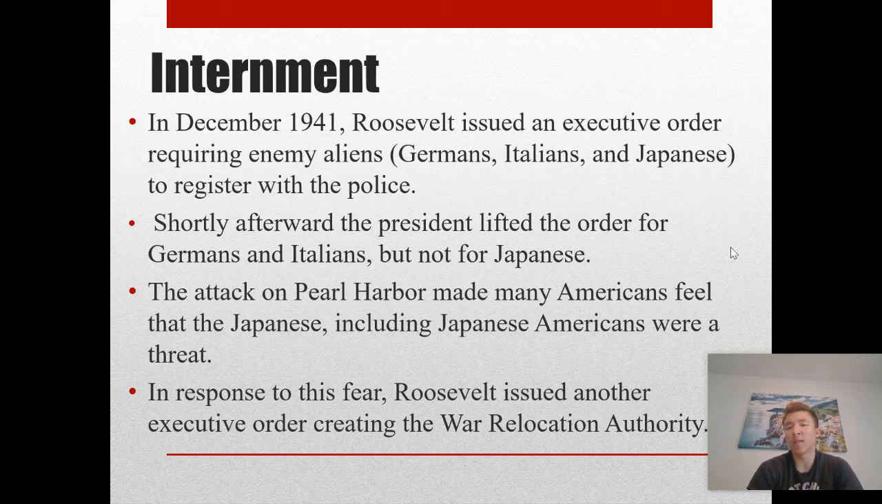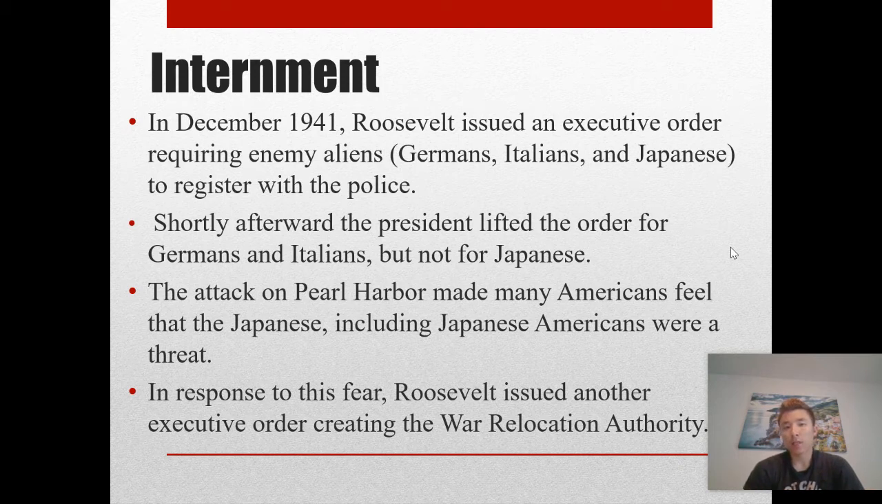So anyways, in December of 1941, President FDR issued an executive order requiring so-called enemy aliens, which included the Germans, the Italians, and the Japanese, to register with police. So if you're German American, Italian American, or Japanese American, you had to register with local law enforcement. Shortly afterwards, the president lifted the order for Germans and Italians, but not for the Japanese. So this is always a controversial decision by Franklin D. Roosevelt.